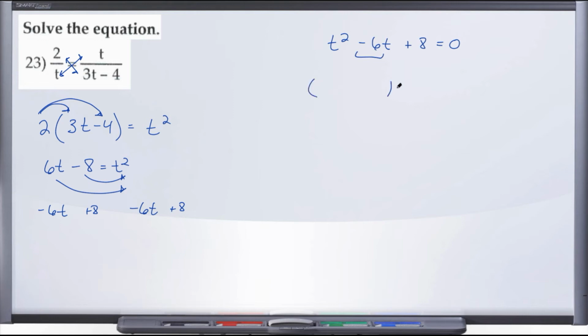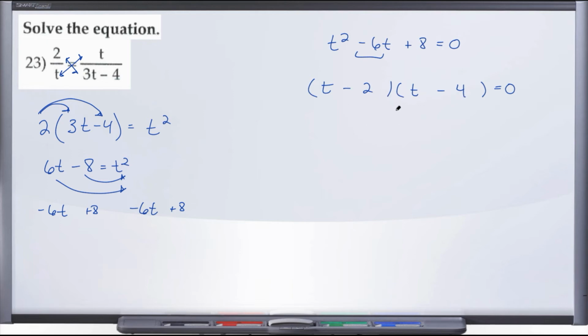Well, we know this is going to break down into two binomials. We're working with t, so let's break that t down. And now again, factors of 8 that add to negative 6. Well, how about minus 2 and minus 4? Negative 2 plus negative 4 is negative 6. Negative 2 times negative 4 is positive 8.